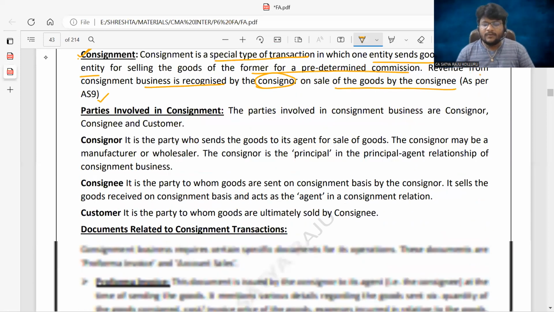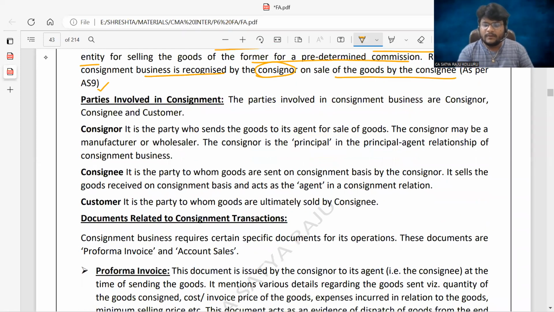Next, parties involved in the consignment. The parties involved in consignment business are the consignor, the consignee, and the customer. Consignor, who is the consignor, sir? It is the party who sends the goods to its agent for sale of goods. The consignor may be a manufacturer or a wholesaler. The consignor is the principal in the principal-agent relationship of consignment business. Everything discussed by me.